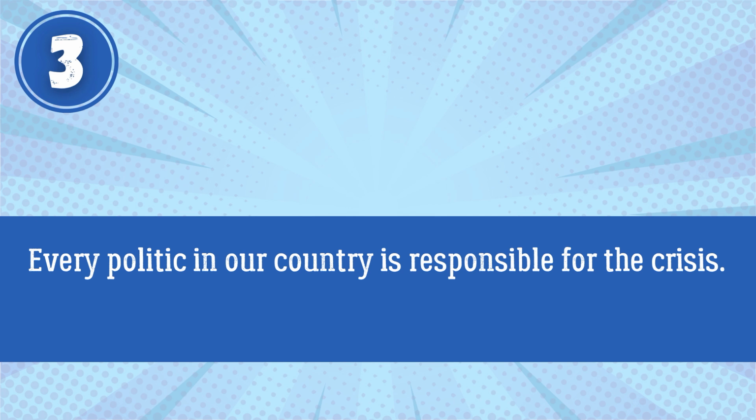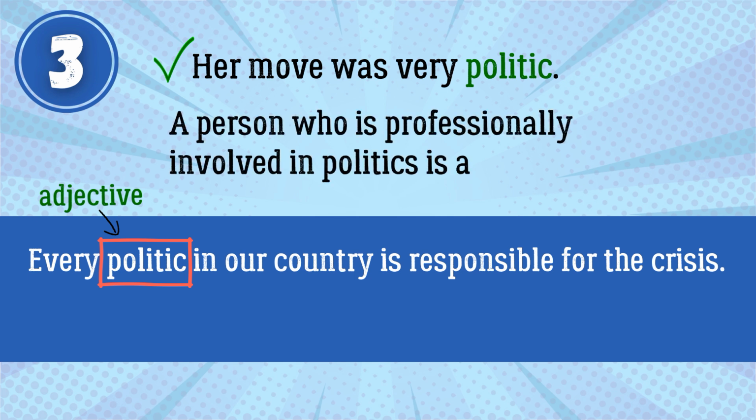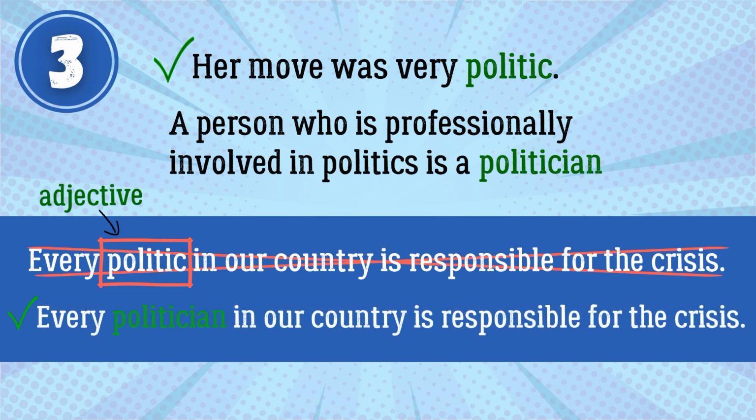Did you figure it out? I hope you did. The word politic in English is an adjective that describes people and their behavior. For example, it's okay to say, her move was very politic. However, if we are talking about a person who is professionally involved in politics, we say politician. So the correct sentence should be, every politician in our country is responsible for the crisis.